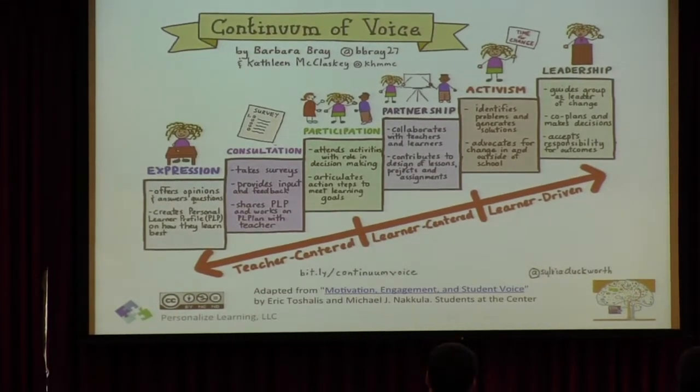I want to thank Sylvia Duckworth for taking our ideas and creating a visual around this very particular thing. There are links to our website that have all these graphics, by the way. We have all these graphics online.